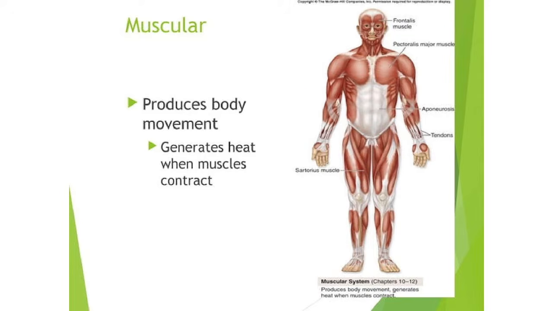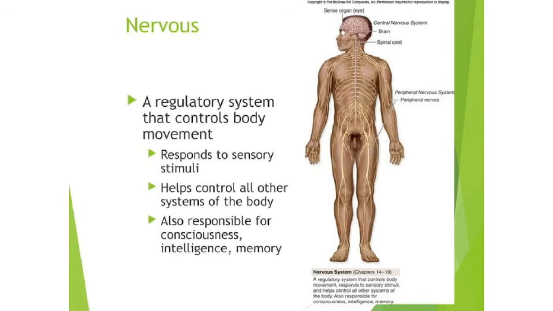The muscles contract and generate heat, which produces proper body temperature also, and it produces muscle contraction also. And nervous system, the regulatory system. Regulatory system means it controls body movement, and it responds based on sensory stimuli.